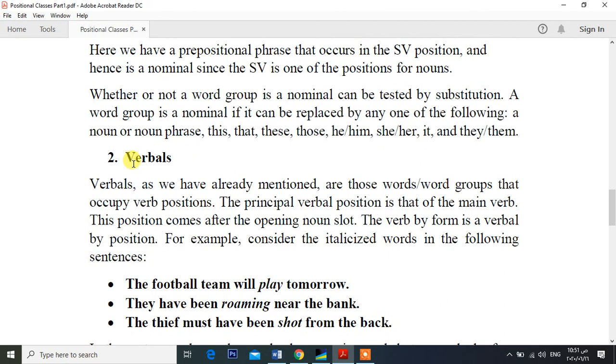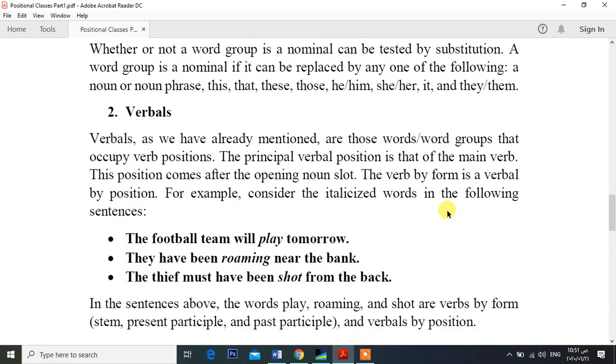Turn to the second one, which is verbals. Verbals, as we have already mentioned, are those words or word groups that occupy verb positions. The principal verbal position is that of the main verb. This position comes after the opening noun slot, or after the initial noun home. The verb by form is a verbal by position.